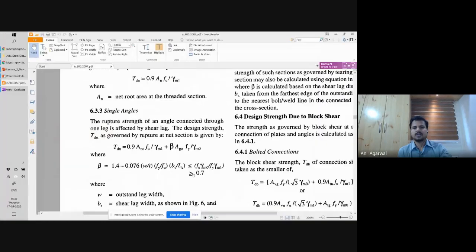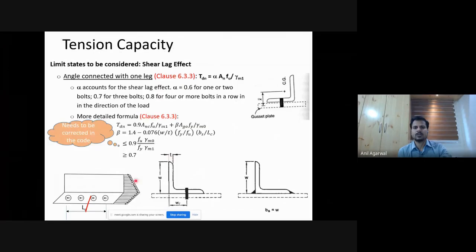Then there is one limit that it should be more than 0.7. You cannot take beta to be less than 0.7. That means you cannot take less than 0.7 times its capacity in cross-section yielding. In addition to that, there is also an expression that it should not be more than 0.9 times this value.